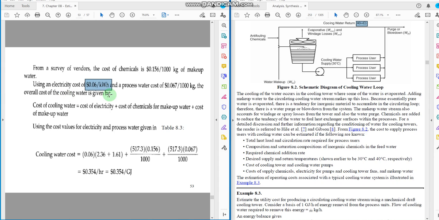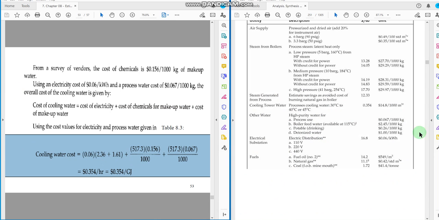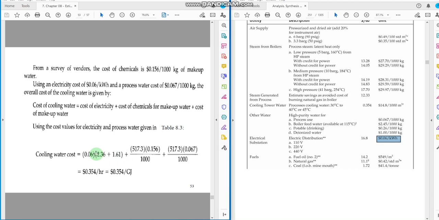The overall cost of the cooling water is given by the following equation: cost of cooling water is equal to the cost of electricity required in the pump and the fan, plus the cost of the chemicals for makeup water, plus the cost for the makeup water itself. You can go to table 8.3 to see the relevant cost estimation. 0.06 dollars per kilowatt hour is the cost of electricity, and here you are provided with the total energy for the pump and the fan.